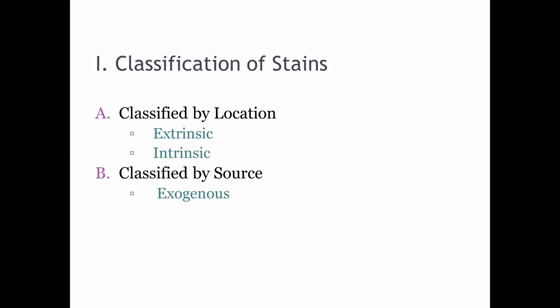We also classify the source of the stain: exogenous, endogenous. Exogenous stains develop or originate from sources outside the tooth. Exogenous stains may be extrinsic, staying on the outer surface of the tooth, or intrinsic and become incorporated within the tooth. Endogenous stains develop or originate within the tooth. Endogenous stains are always intrinsic and usually are discolorations of the dentin reflected through the enamel.